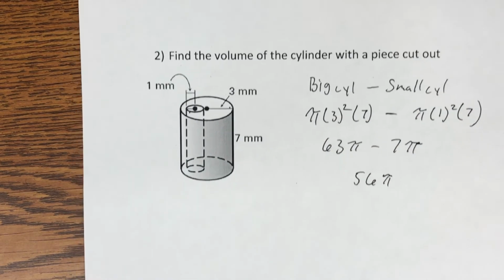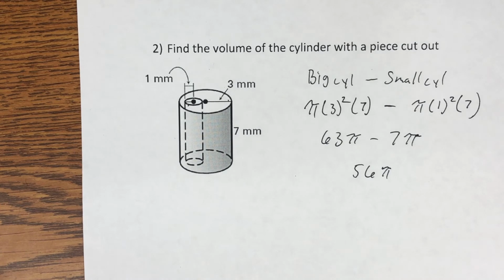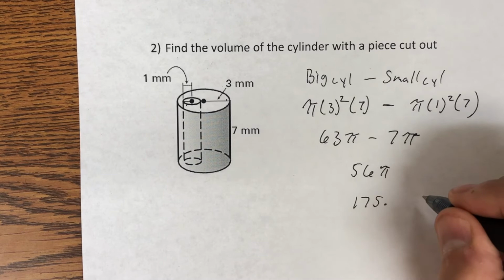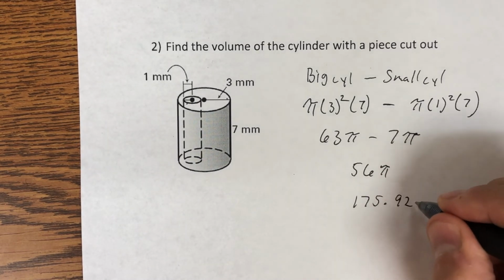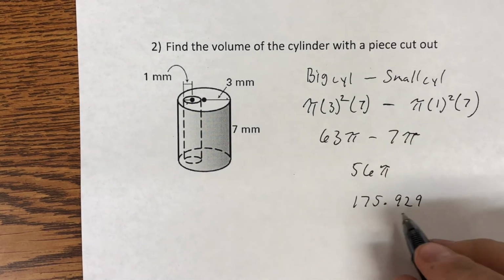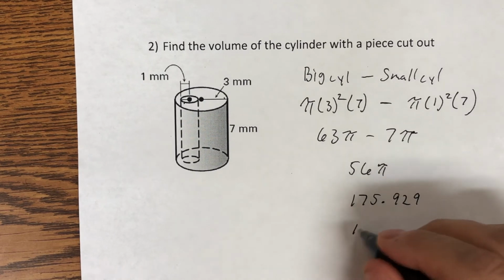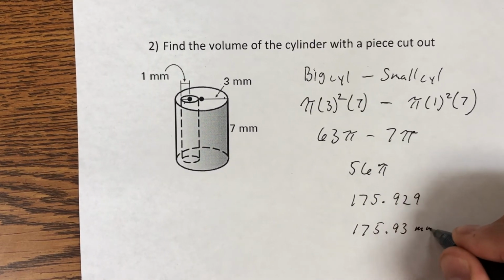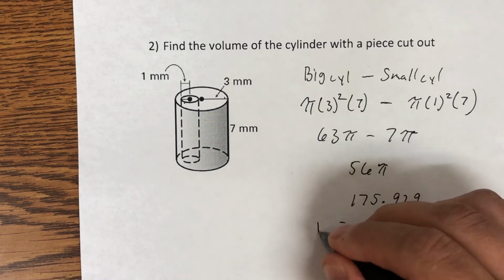And a decimal approximation for 56 pi is 175.929. So since it's 929, I'd have to round this 2 up to a 3, 175.93 millimeters cubed is our volume.